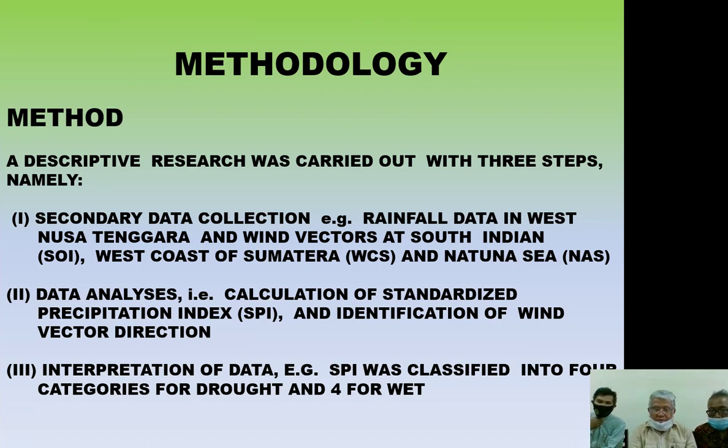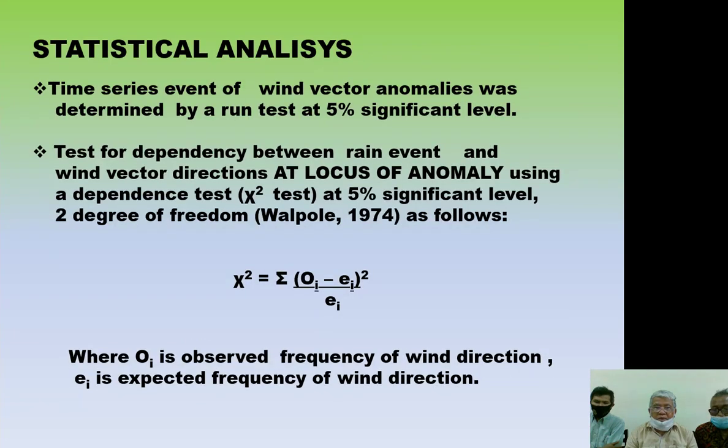For example, standardized precipitation index, SPI, was classified into 4 categories for drought and normal or wet. Statistical analysis was carried out using time series events of wind vector anomalies and was determined by a run test at 5% significance level.